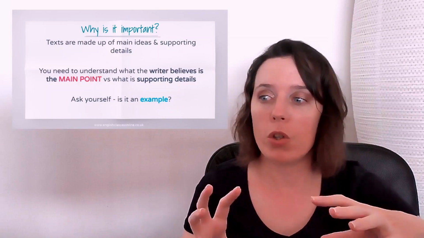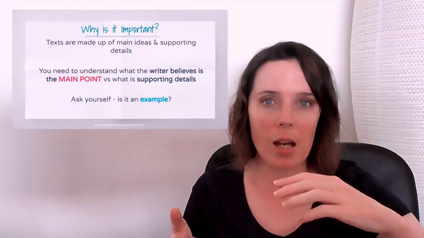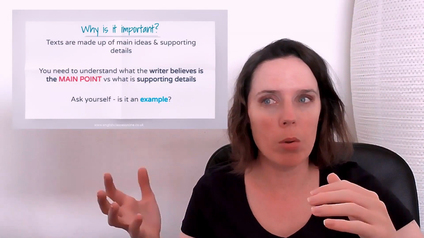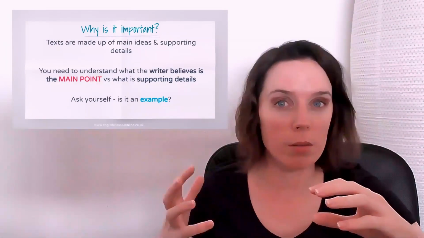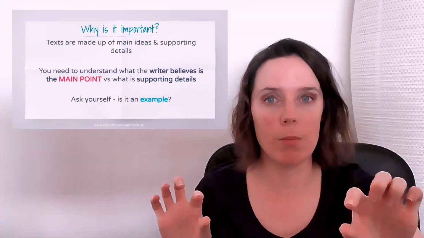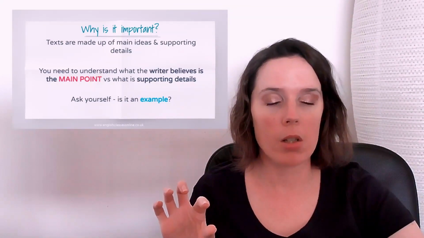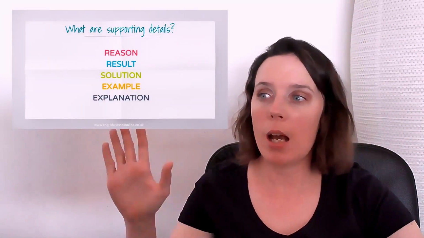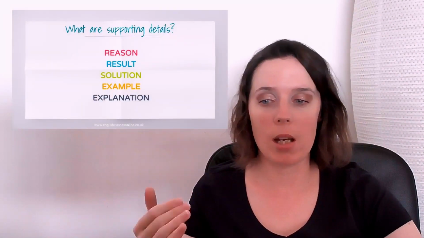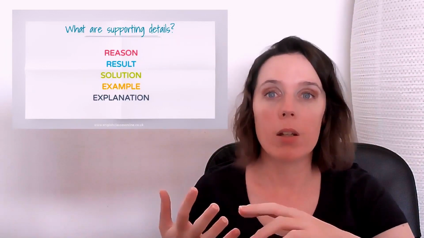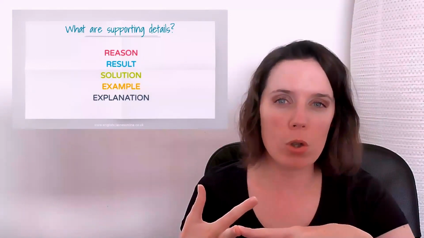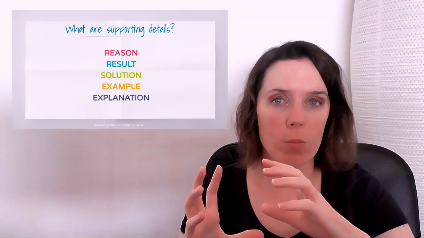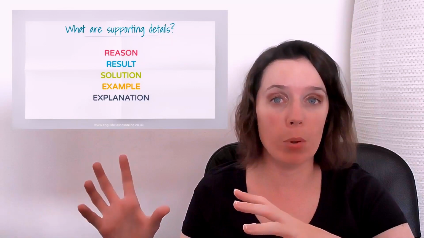So when you're reading the text, you should ask yourself, is this an example? Or is it a main point? Or is it a reason? What is this bit of text? So to give you an idea of what I mean by supporting details, any of these things can be supporting details. It could be a reason, a result, a solution, an example, an explanation. All of these are supporting details for a main point.